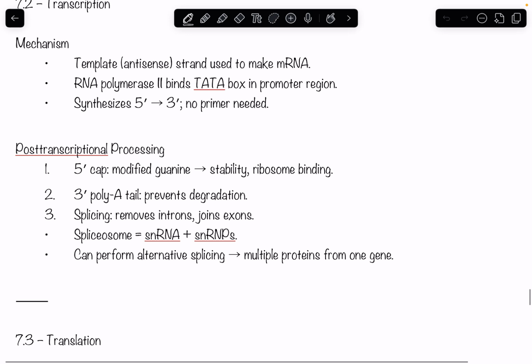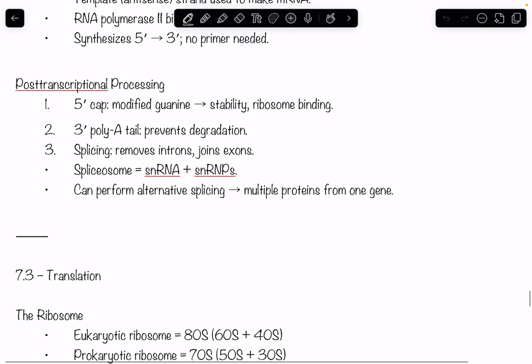So we have some very important post-transcriptional modifications. We have the 5 prime cap, which is just a modified guanine that is at the 5 prime end of your mRNA, and it's there for stability plus ribosomal binding. So next we have the poly A tail, which prevents degradation of your mRNA.